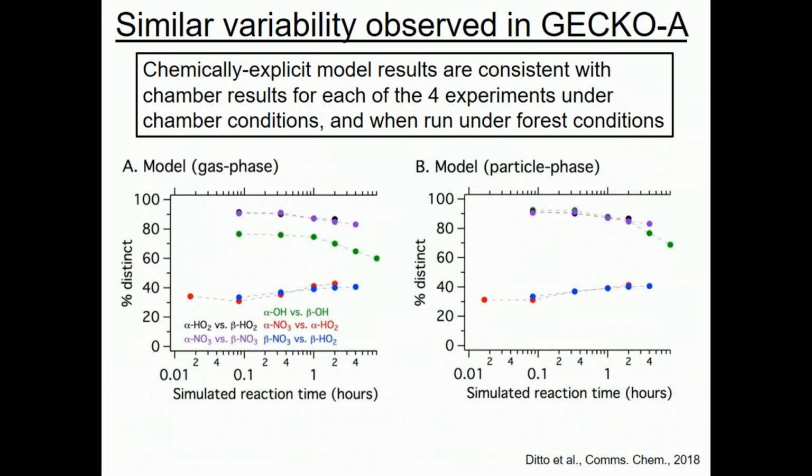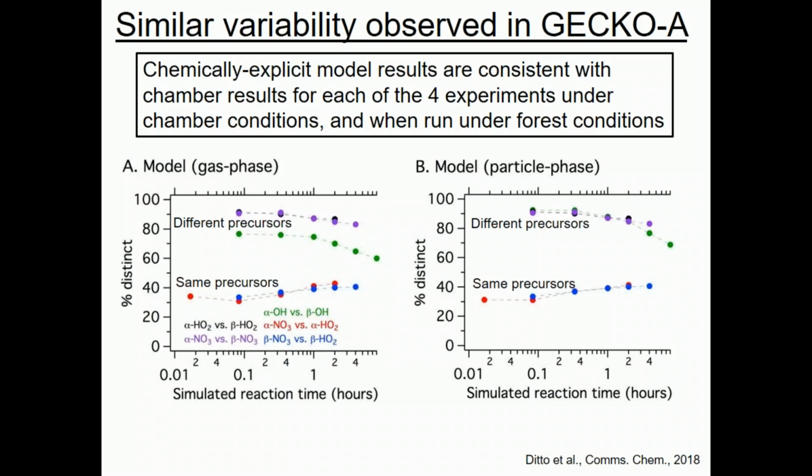Finally, we went and used the Gecko-A chemically explicit model and generated very large mechanisms that were isomer specific for all these different 4 experiments that we did in the chamber, and they also ran one under the forested conditions. So you can see here on the left is the gas phase results, on the right is the particle phase results, with the percentage of compounds that are distinct being on the left axis, and then the reaction time as we proceed left to right. And so here is where we have the same precursors at the bottom.